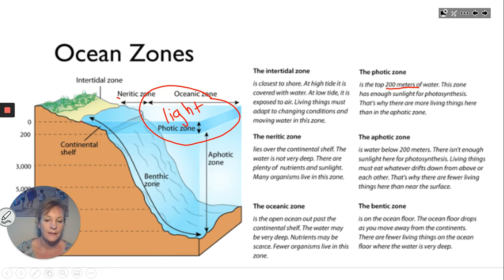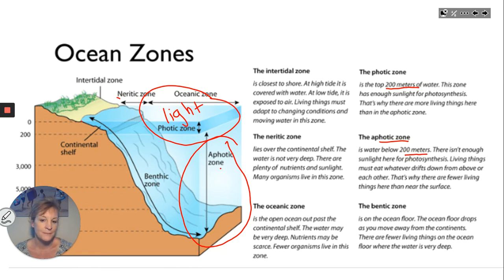And then in opposite of that is the aphotic zone. So most of the ocean is aphotic. So if you look over here, aphotic, anything below 200 meters. And there's not enough sunlight for photosynthesis once you are in the aphotic zone.